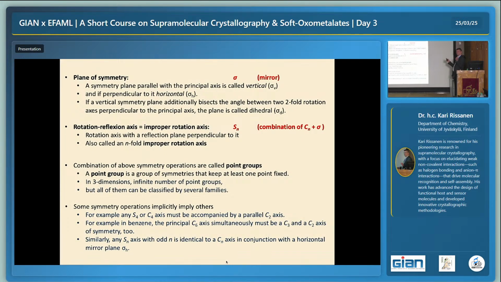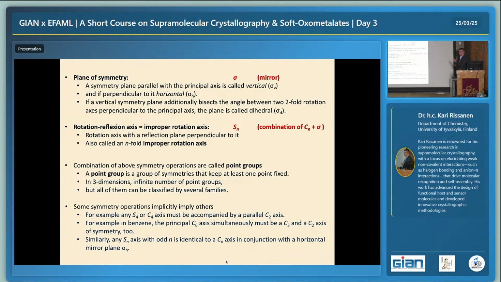There are more degrees of freedom because the molecules can be there, for example sevenfold, and we can have a heptacyclic structure or whatever in a solution. That's absolutely fine. And when you combine these things, you get symmetry operations called point groups. A point group is a group of symmetries that keep at least one point fixed. So there is always one point.